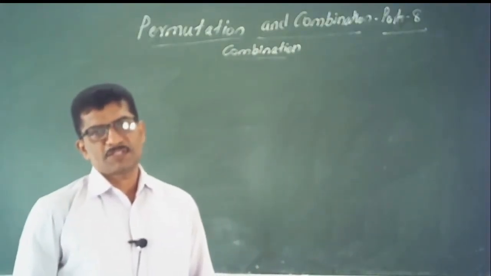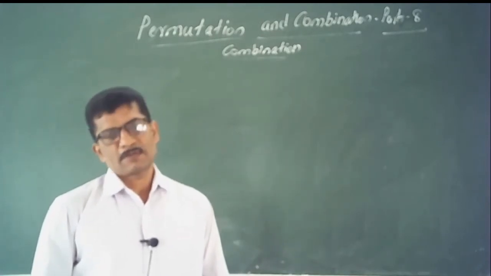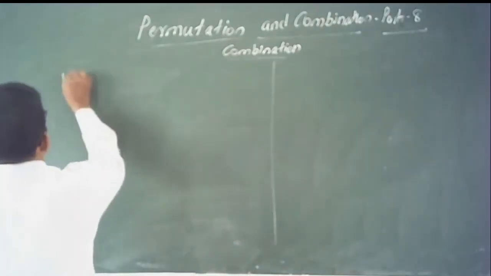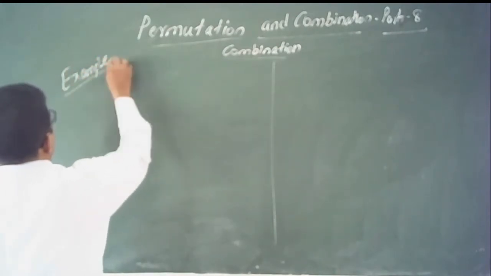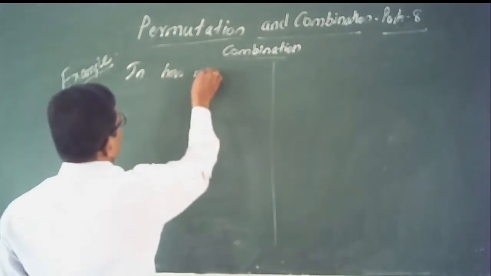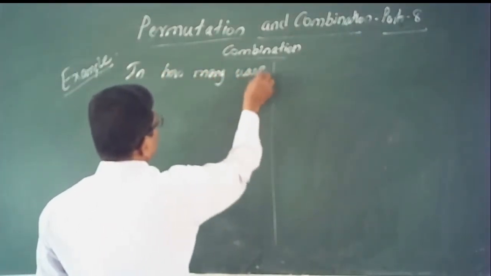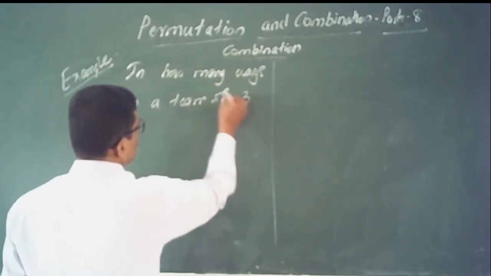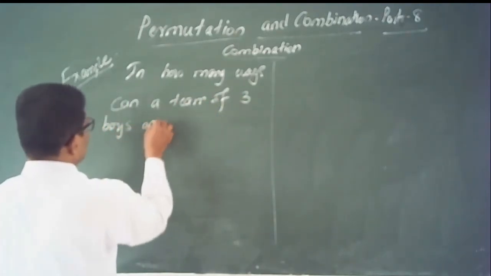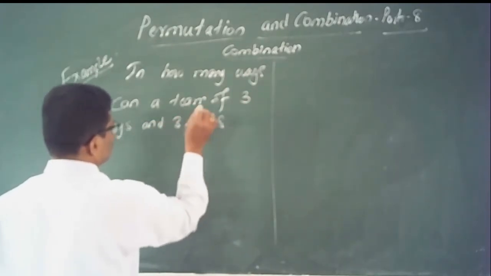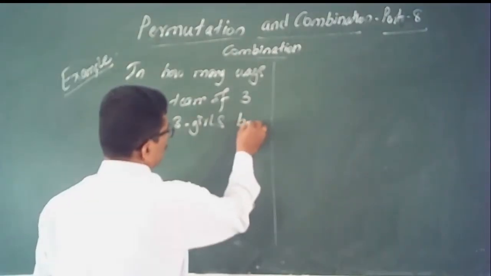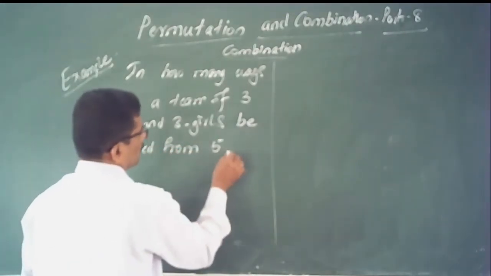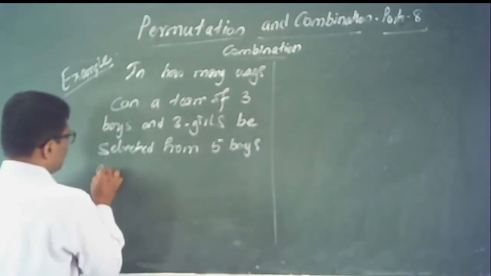In permutations and combinations part 8, in this video you are solving some problems using the results on combinations. The first example: in how many ways can a team of 3 boys and 3 girls be selected from five boys and 4 girls?